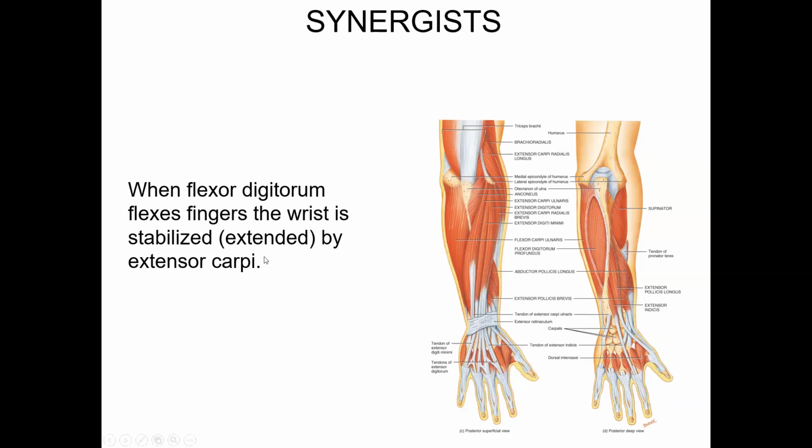How does our brain know, when we flex our fingers and hold tightly onto something, to activate the extensor carpi muscle? Again, our nervous system carries out this coordination. When we flex our fingers, automatically nerve impulses will be sent to the synergist muscle, in this case, the extensor carpi muscle.